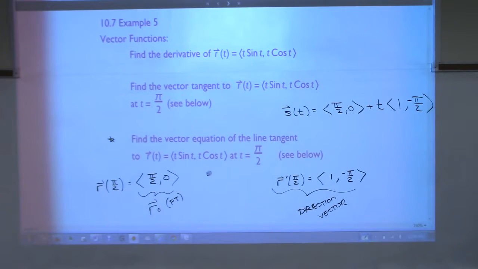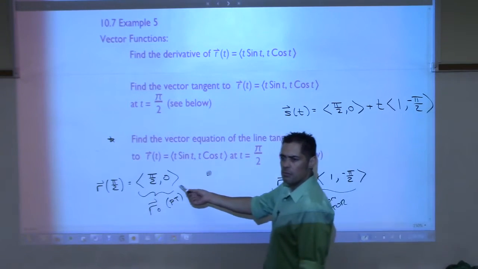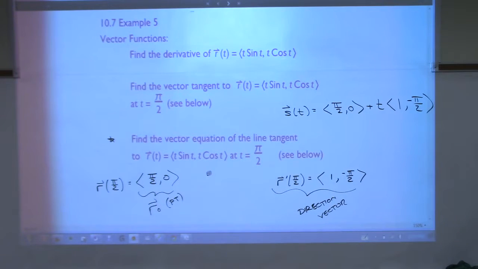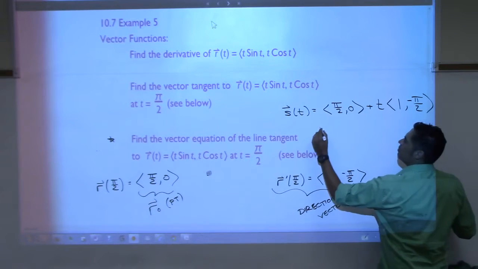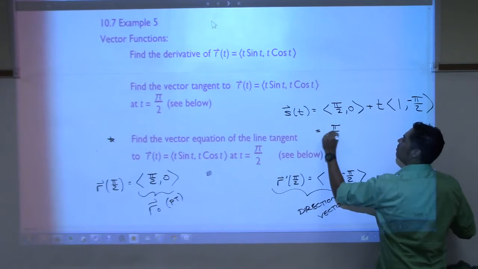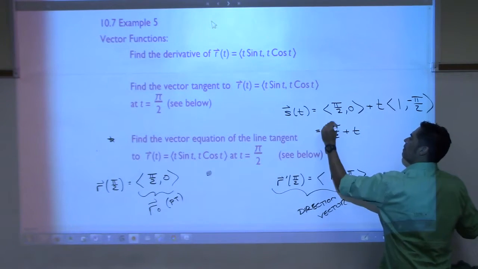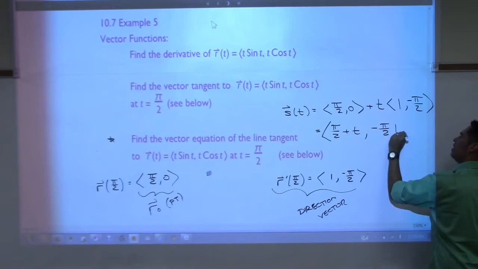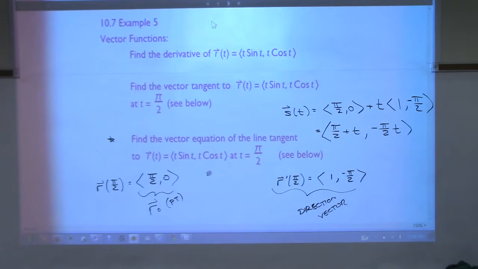We're good? Sure? Okay. Any questions on where I got pi over 2, 0? Right, I believe I have a picture of this. So when you put it together, it should be pi over 2 plus t, and then minus pi over 2 t. There you go. That would be it.